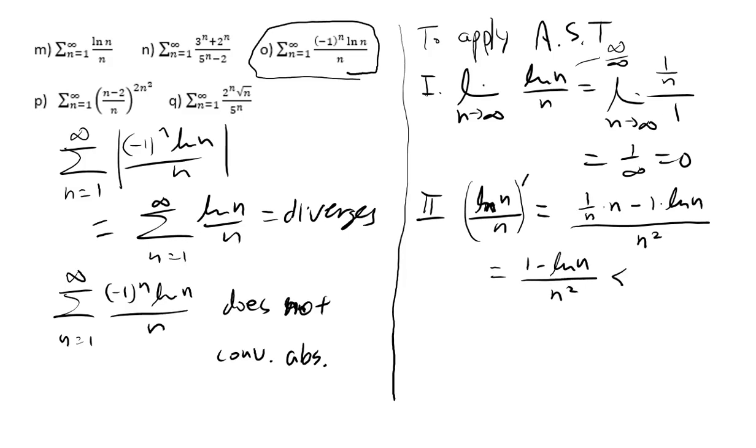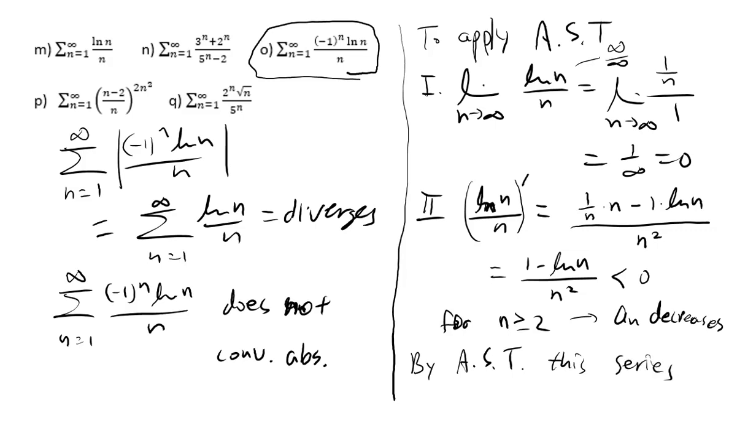and that's actually less than 0 for n 2 or greater, right? So eventually it does decrease, so this means that a_n decreases. Both conditions of the AST are met, and thus by AST this series converges conditionally.